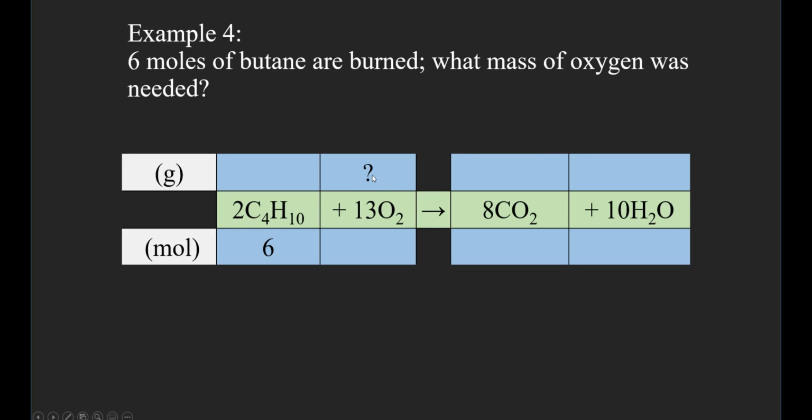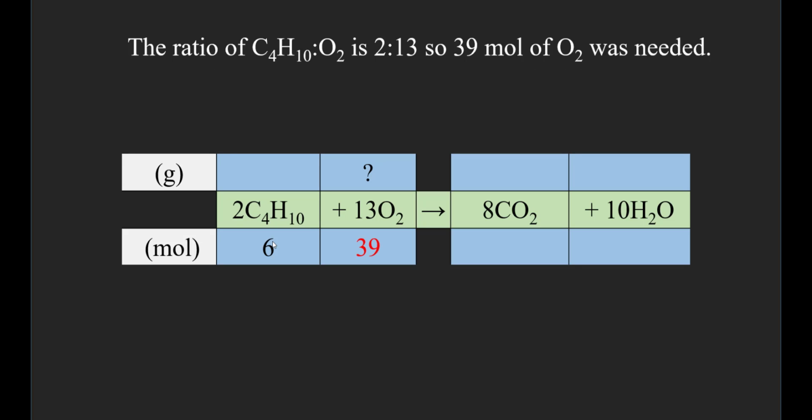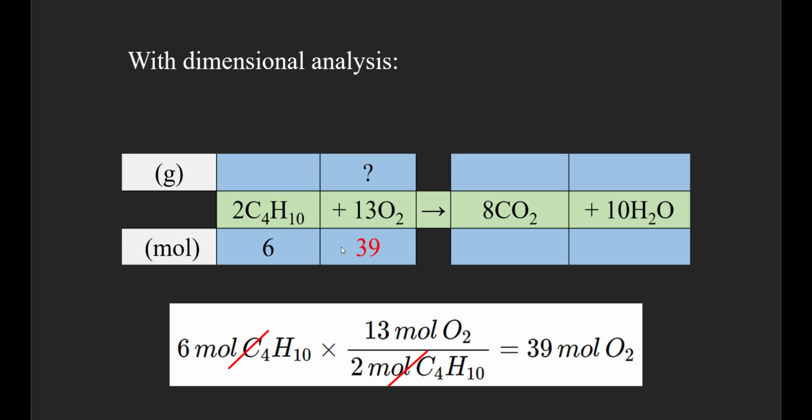What mass of oxygen is going to be needed if I want to burn 6 moles of butane? First, we can see from the ratio that because it's 2 to 13, I need 13 halves of 6, and therefore it's going to be 39 moles. If you want to write it out, though, in case the math looks tricky, 6 moles are available of butane. At 13 moles per 2 of butane, we are going to need 39 moles of oxygen.